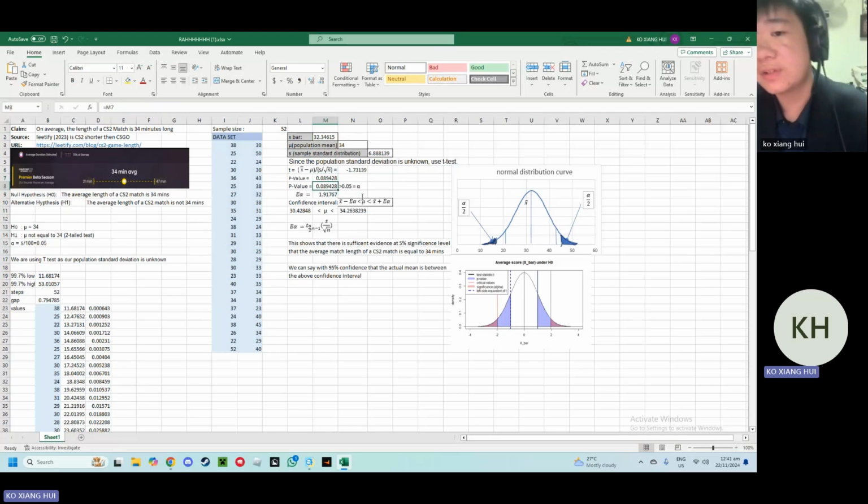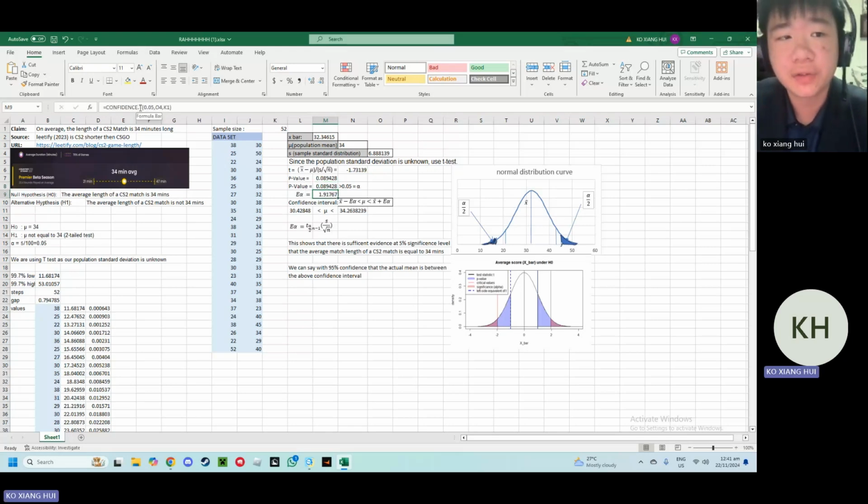The p-value is greater than my significance level here. This is illustrated by the graph, where alpha over 2 in terms of area is 0.025 on each tail. My p-value area is greater than alpha over 2 on both tails. Therefore, I can tell with sufficient evidence at the 5% significance level that the average match length of a CS2 match is equal to 34 minutes. I'll move on to margin of error.